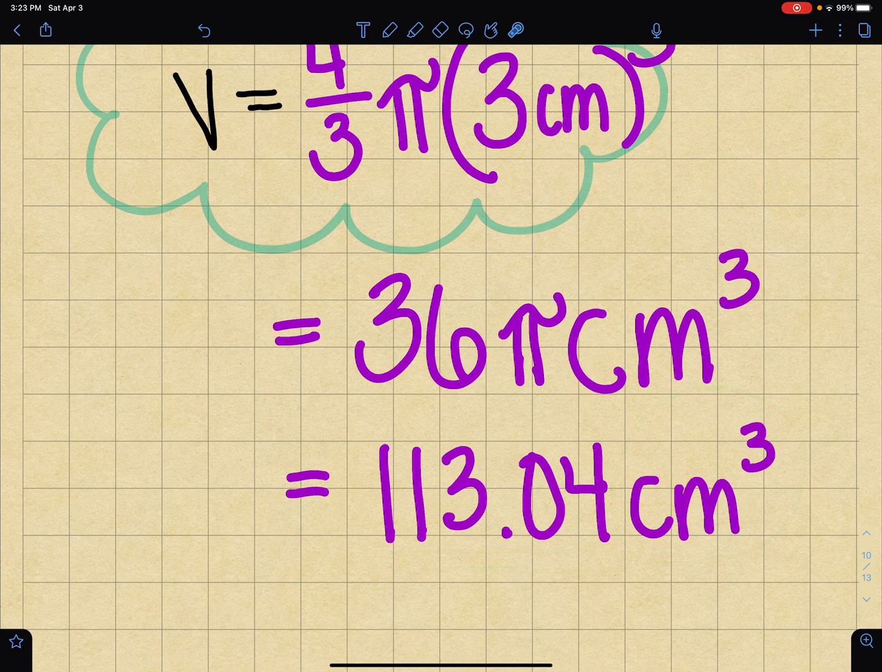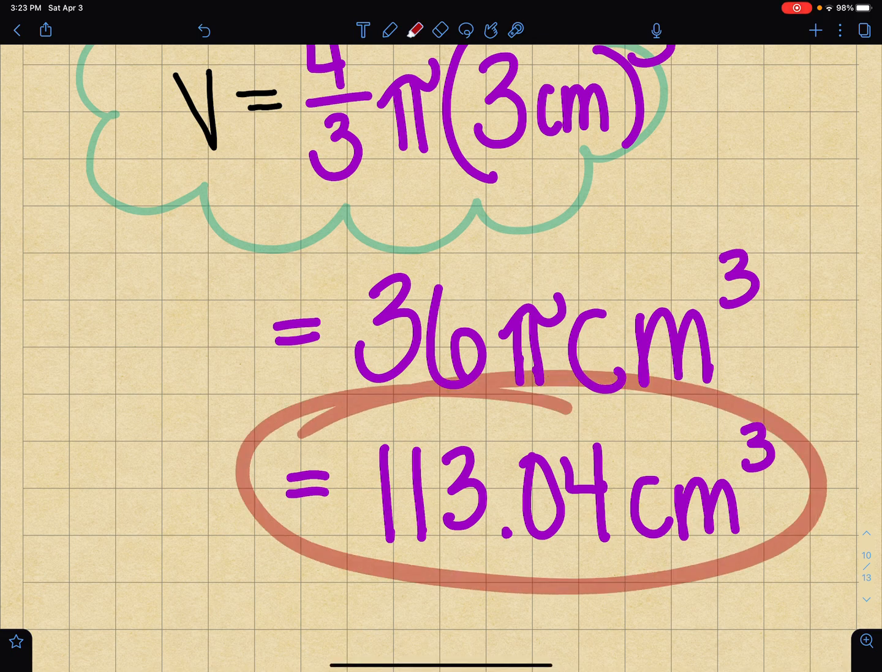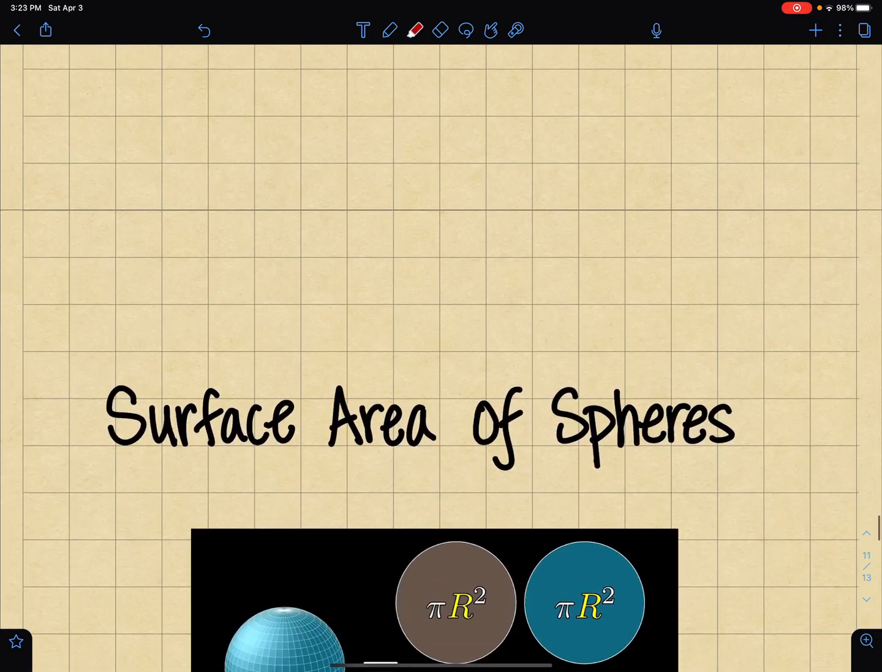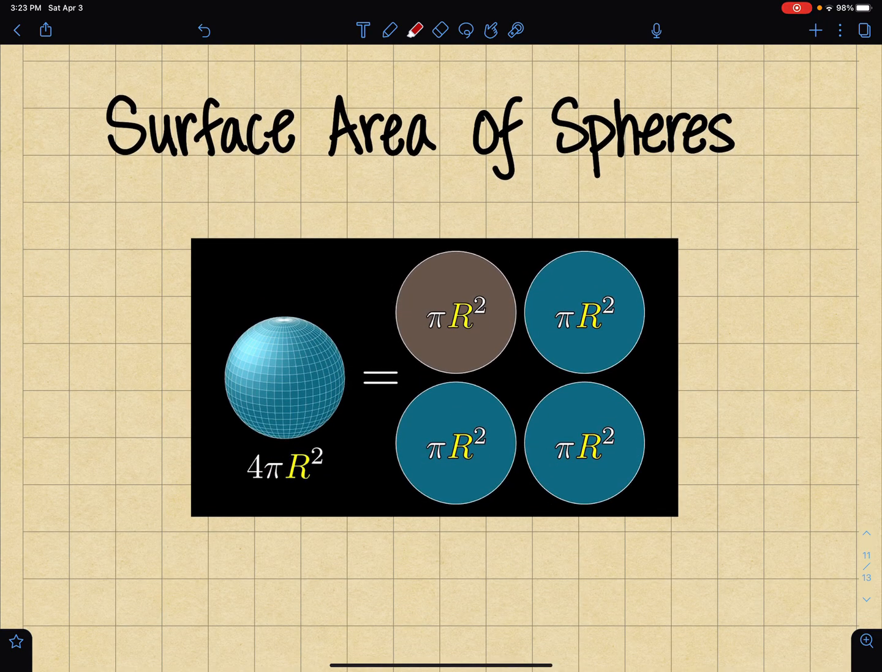So that's kind of cool, actually, because all they did was tell you that the radius of the sphere is 3 centimeters, and now you know the volume of the sphere. Cool. All right, let's move on to surface area of spheres.